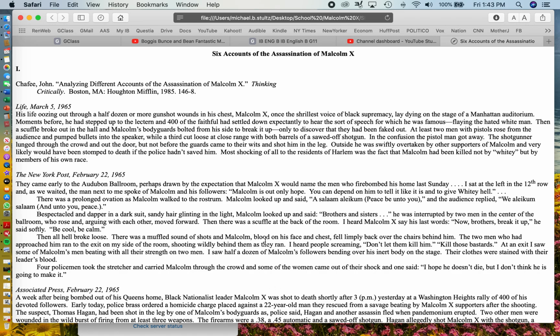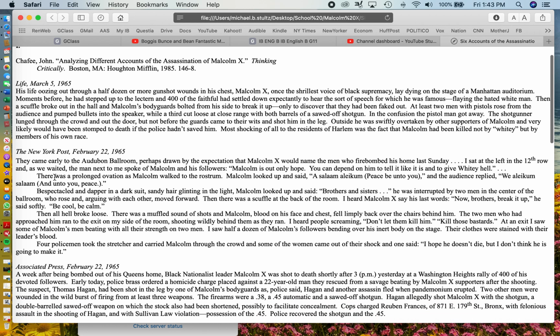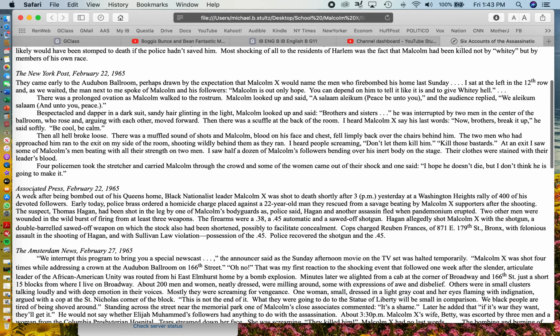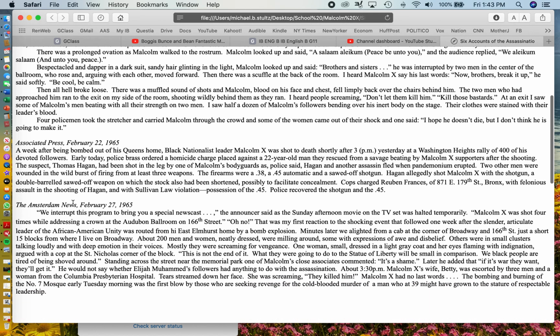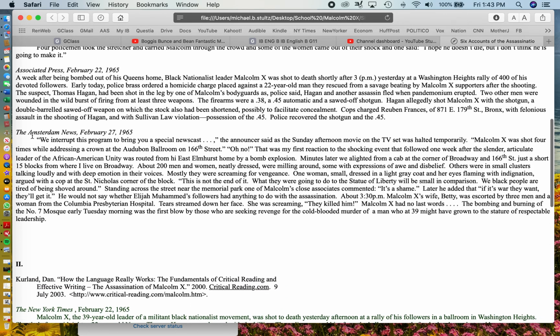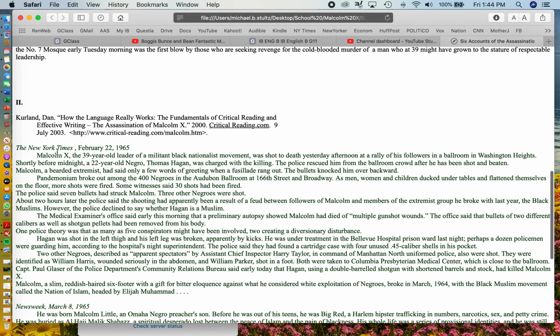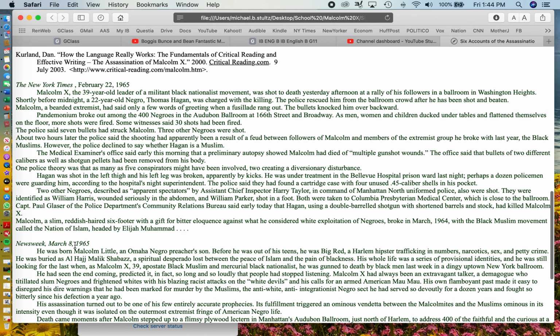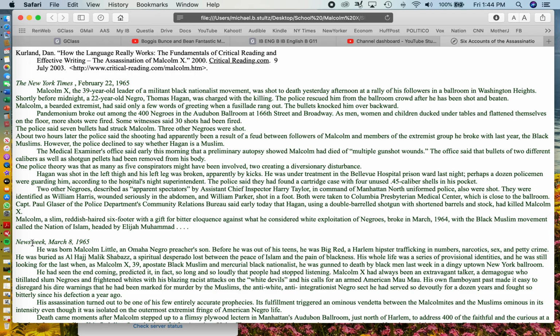In class last week, we talked about the text types. Life magazine was a weekly magazine. The New York Post, a daily local newspaper. The Associated Press, a national newspaper, or a news agency, really. The Amsterdam News, a daily African American, actually, it's not daily, I think it's biweekly African American newspaper. The New York Times, obviously a national daily newspaper, and Newsweek, a weekly magazine.